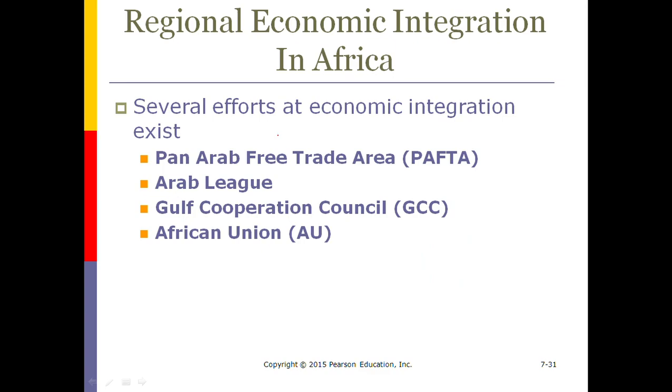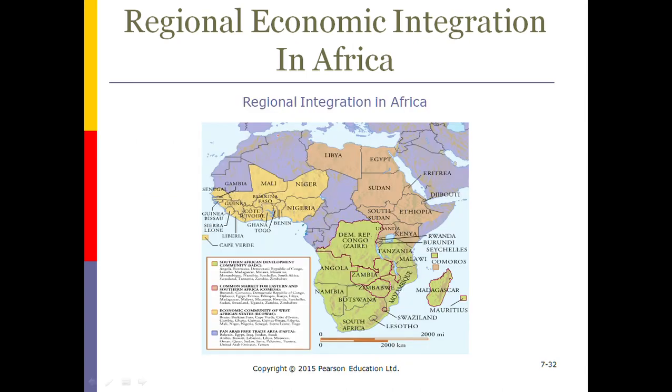Now we talk about Africa in this slide. In Africa, there are several efforts at economic integration. The first one is PAFTA, which is Pan-Arab Free Trade Area. Then there is the Arab League. Then there is the GCC. We are all familiar with that. And then there is the African Union. So basically, if you look at the African region, these are the areas which fall under that geographical location, and they have formed their own trade agreements.